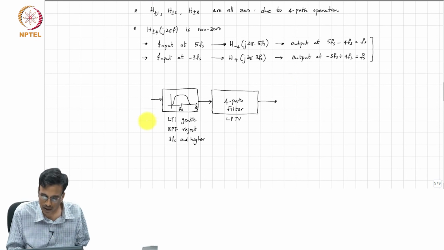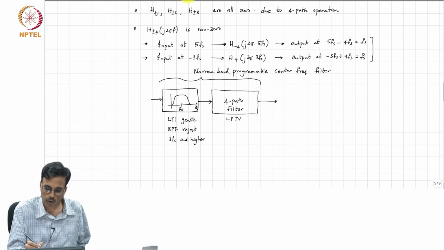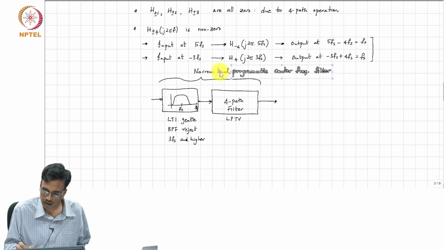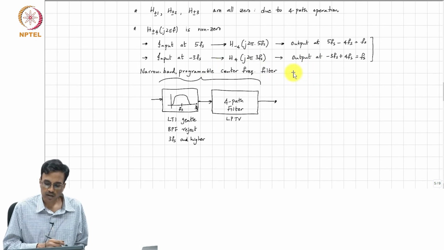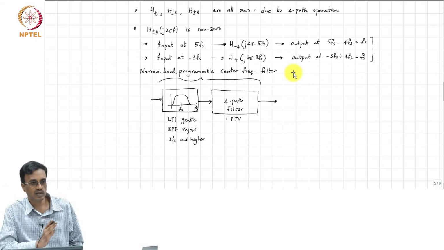So, this is equivalently a very narrow band programmable filter. Right, and the programming of the center frequency is very accurate, because the center frequency depends on the switching frequency. If you change the switching frequency, the center frequency of the band pass filter will also change, right.